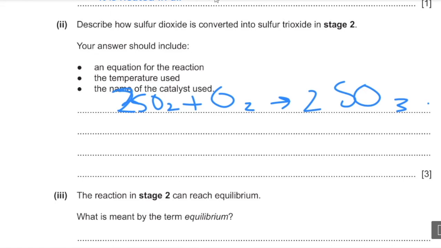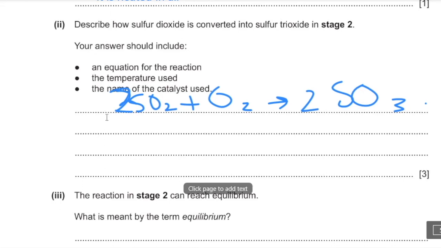The temperature used. Alright. So 1 mark for the equation, 1 mark for the temperature, which is 450 degrees Celsius. The catalyst is vanadium oxide.